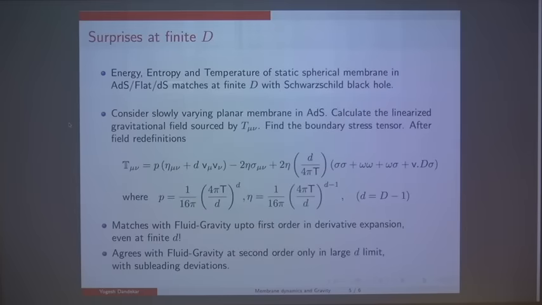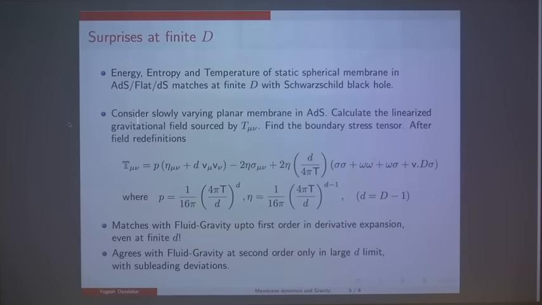So now I want to describe some surprises at finite D. The thermodynamic quantities of a static spherical membrane in AdS, flat or dS background match exactly at finite D, which is surprising, with the dual Schwarzschild black hole.